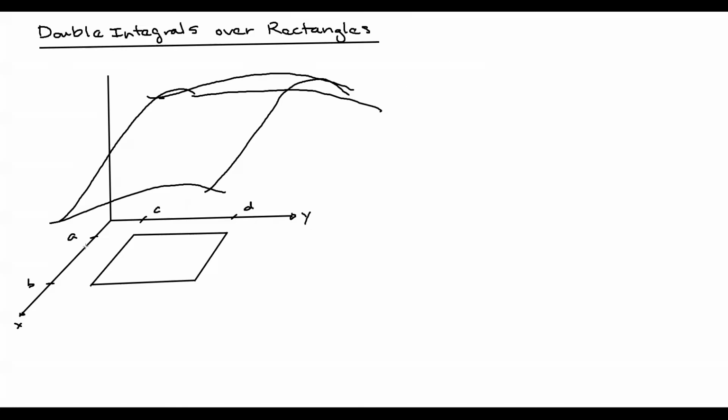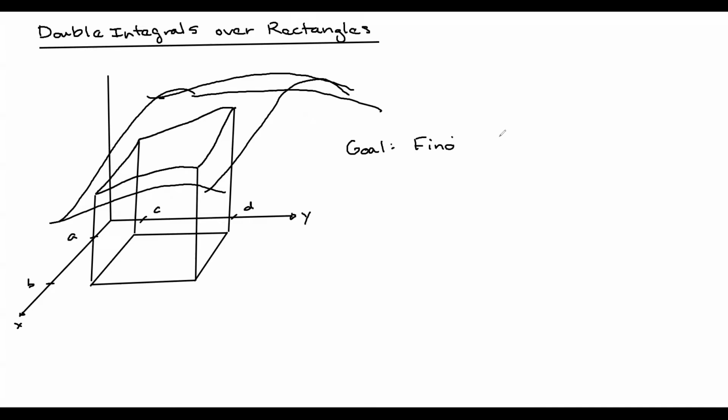So we can go through and sketch what that region would look like. Something like that. All right, so we want to go through and find the volume of this region. So how could we go through and do that? All right, so our goal, find the volume.